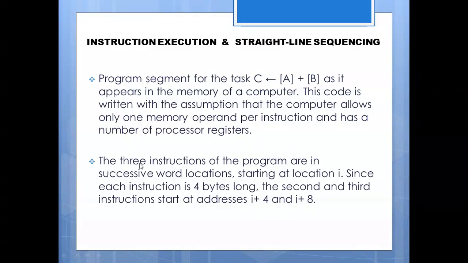Like that, the three instructions of the program are going to execute in three successive locations. If we start at location I, then each instruction carries 4 bytes of length. So the second instruction will start from I plus 4, and the third will start at I plus 8.